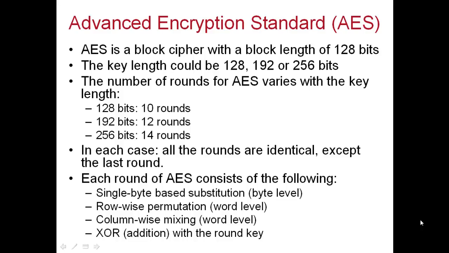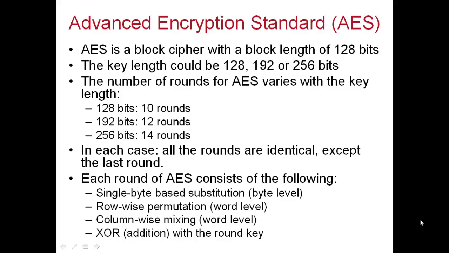Okay, so now we'll see how the Advanced Encryption Standard, AES, works. AES is a block cipher, and the block length is 128 bits, and the key length could be either 128 bits, 192, or 256 bits.